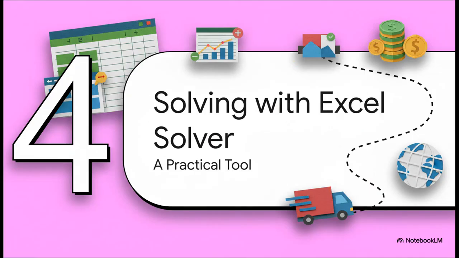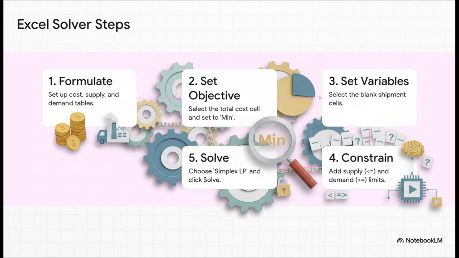All right, the theory is cool and all, but how do you actually solve one of these things? Well, let's talk about a tool you probably already have right on your computer, Microsoft Excel, and a feature called Solver. You know, the process in Excel's Solver is actually pretty straightforward. First, you just lay out the problem, your costs, supply, demand, all that. Second, you set your objective, basically telling Solver, hey, I want you to make this total cost cell as low as possible.